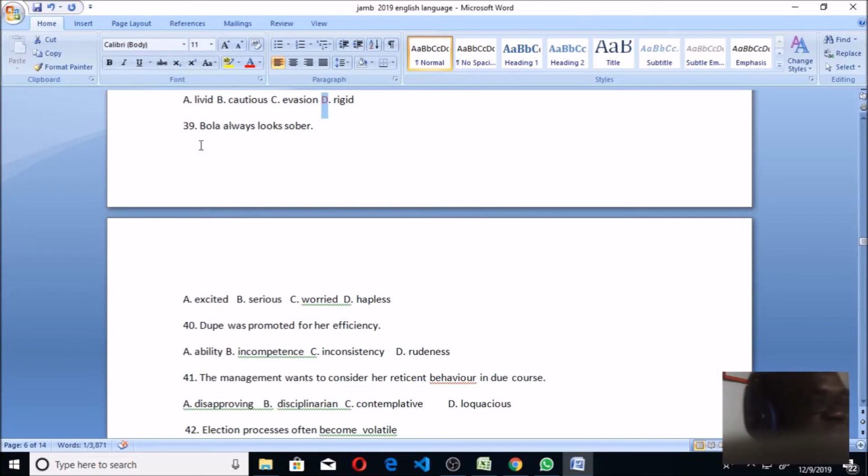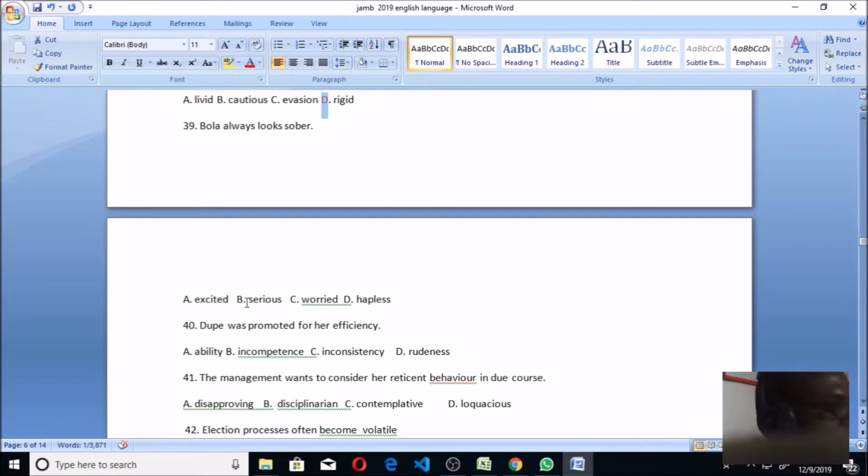Now let's look at question number 39. Bola always looks sober. The word we are looking at is sober. Sober simply means not drunk. If you're not drunk, then you're sober. If you take too much of intoxicating drinks, then you become drunk. But if you're not drunk, you're using your head, then you're sober. So sober also means somebody that is serious and sensible. Now we look at the options: excited, serious, worried, and helpless. Excited simply means to make someone feel very enthusiastic and eager.